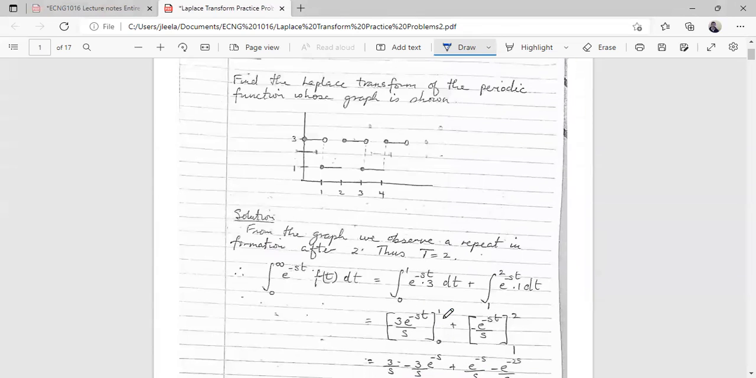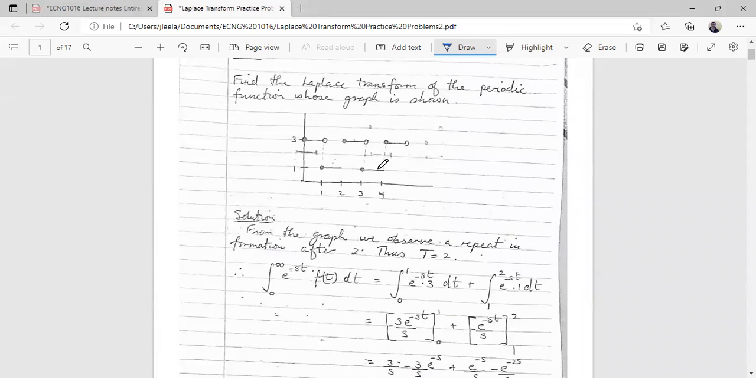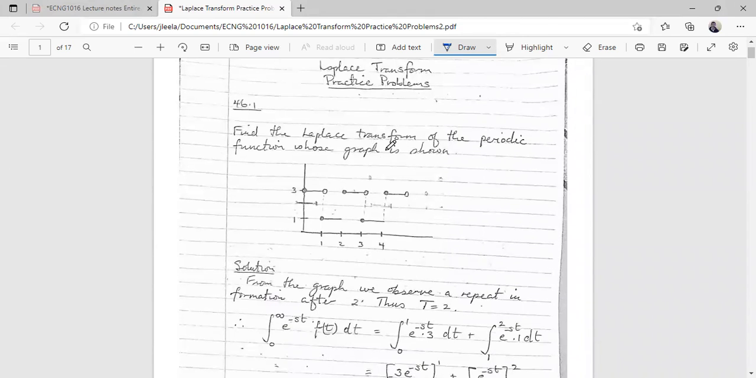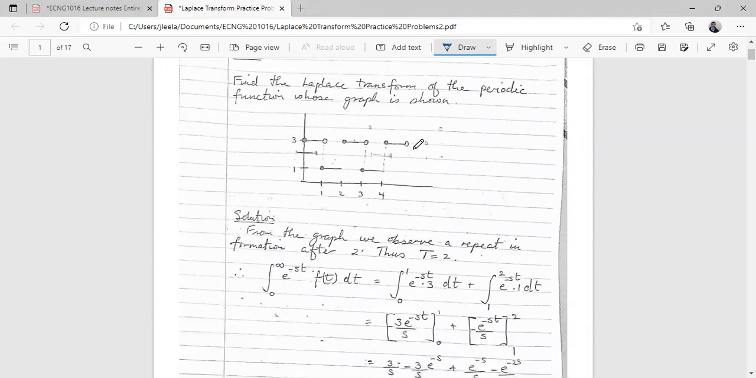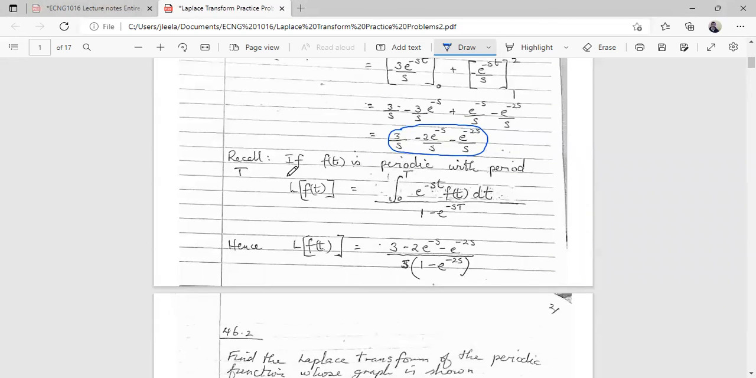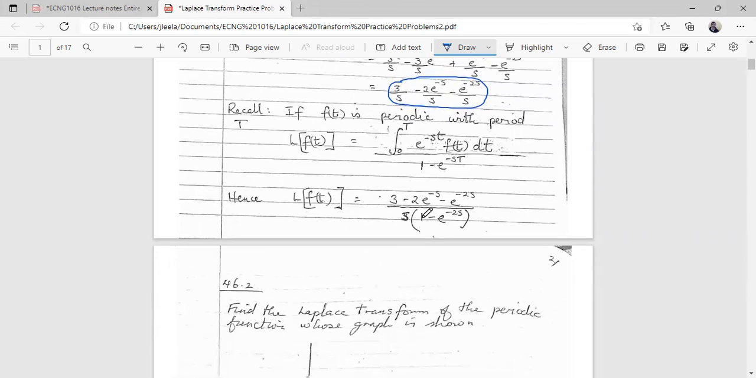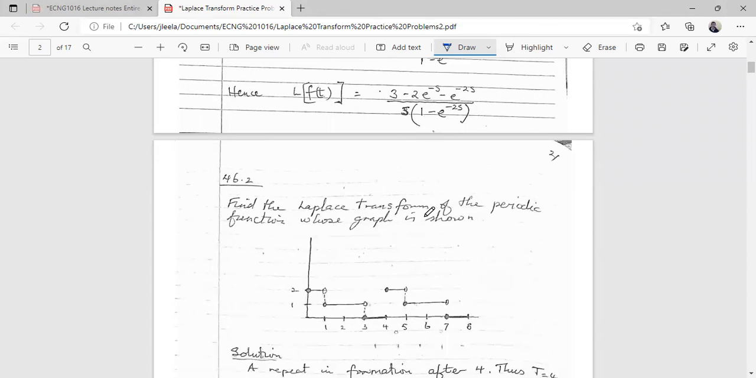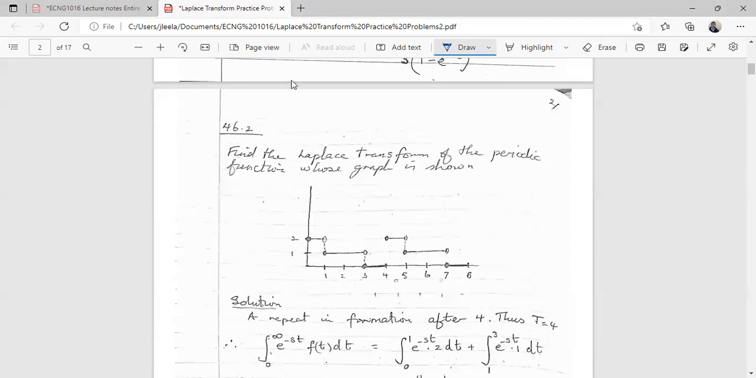So that is how you evaluate the Laplace of this piecewise function, well, this periodic function. Remember that this is the Laplace of a periodic function here. This is the formula. Any questions on that? So we could move on to another one now.